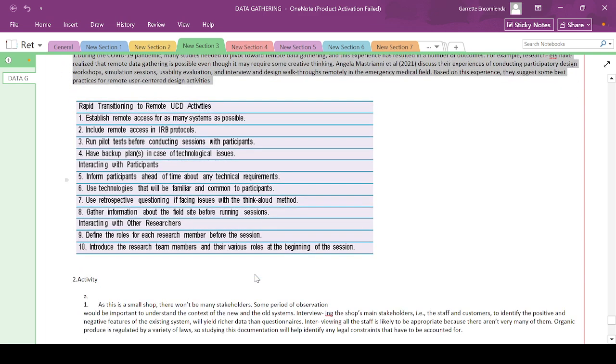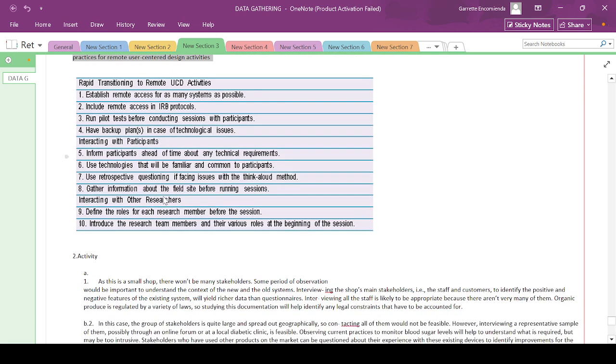So this is mostly for indirect observation. They have created these heuristics or guides that will help you for doing data gathering remotely. Rapid transitioning to remote UCD activities. First, establish remote access for as many systems as possible. Second, include remote access in IRB protocols. Third, run pilot tests before conducting sessions with participants. Fourth, have backup plans in case of technological issues.